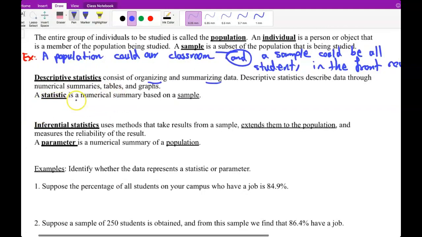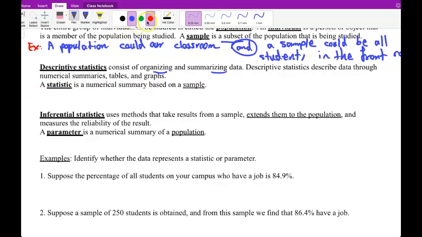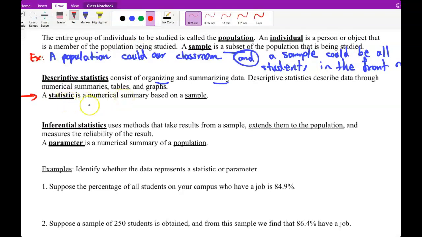Next part, a statistic is a numerical summary based on a sample. So this part is important. You may have these statistic and parameter on your test or on your homework. When you see statistic, that means you're working on a sample. When you have parameter, you're working on a population. So statistic starts with S, and sample also starts with S. So when you have stat, you have sample, and that is a numerical summary based on a sample.